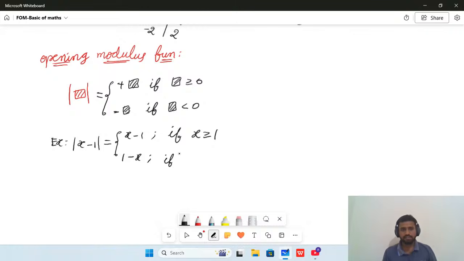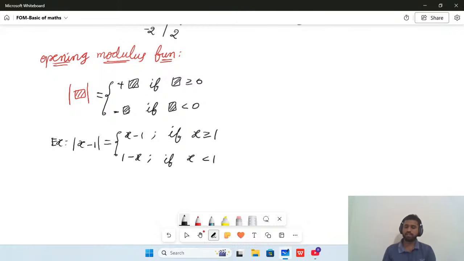If x is less than 1, modulus of x minus 1 will be opened with the negative sign, and if x is greater than or equal to 1, modulus of x minus 1 will be opened with x minus 1. I hope with this example it is clear how to open this modulus function. Coming to the next topic, graphical transformation of this modulus function.